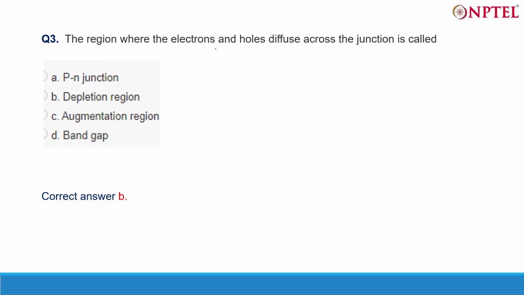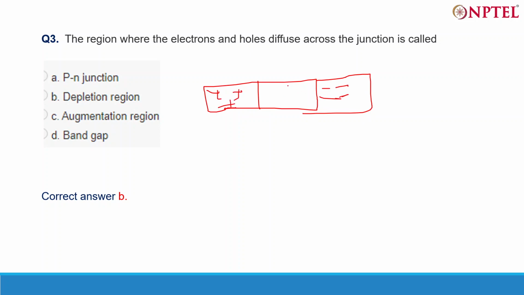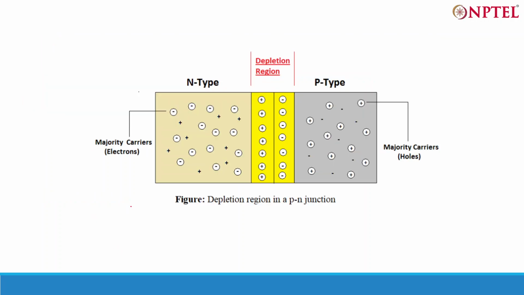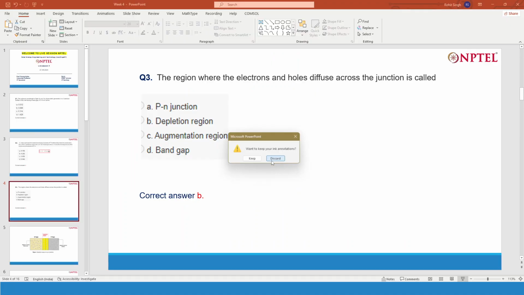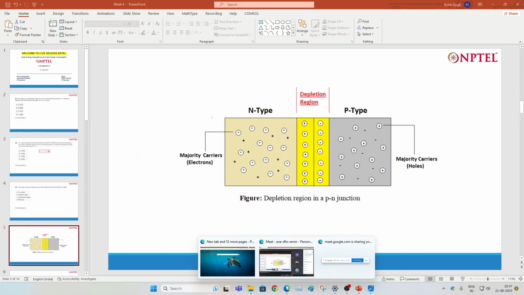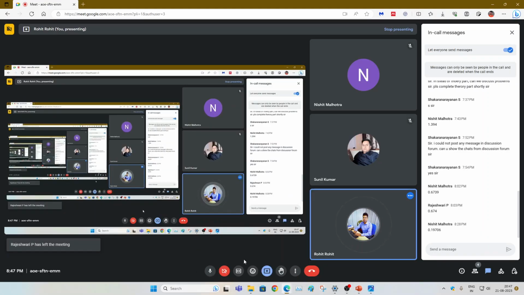Okay, so the region where electrons and holes diffuse across the junction is called, so the region where electrons and holes actually diffuse. So this is like a semiconductor. These are holes, represented by the plus sign, and these are electrons. This is the region in which they diffuse. This is called the depletion region. So the correct answer is option B. And how does this look? It looks like this. This is the depletion region. Okay. So the recombination of hole and electron pairs happens in the depletion region.